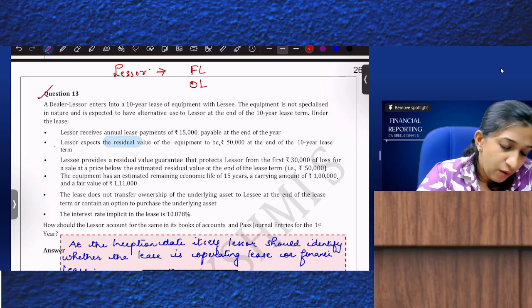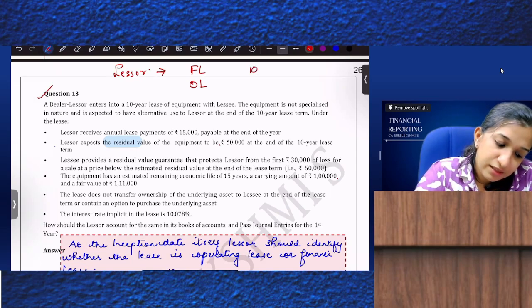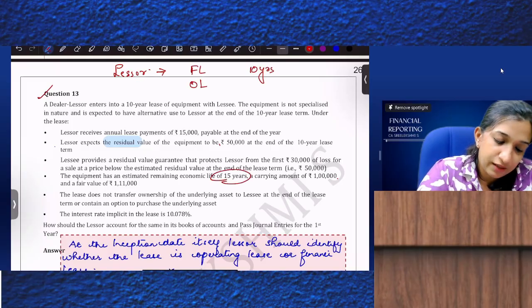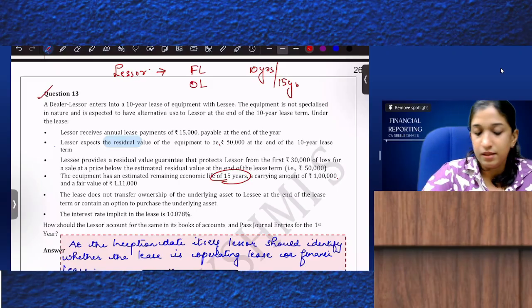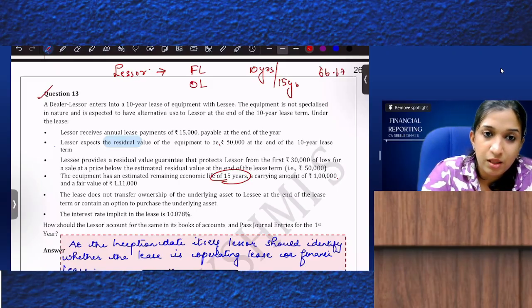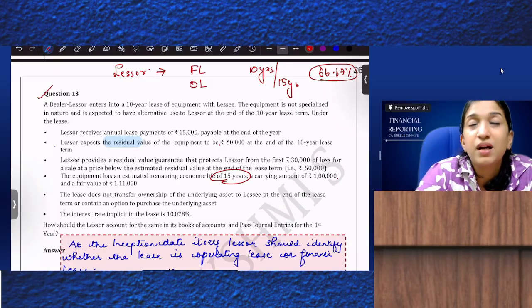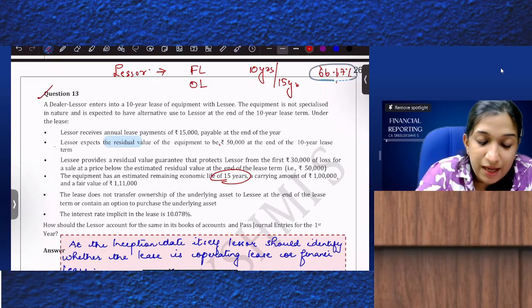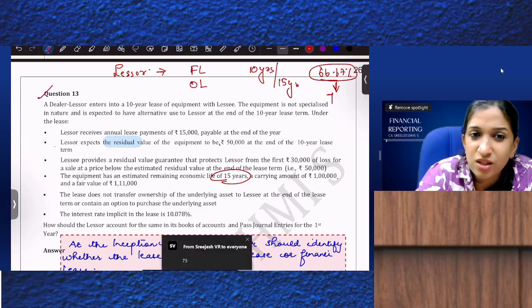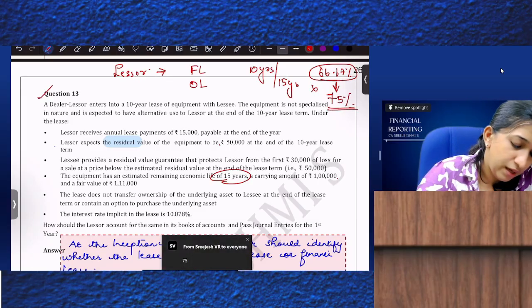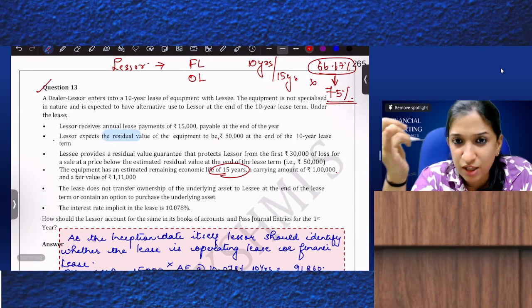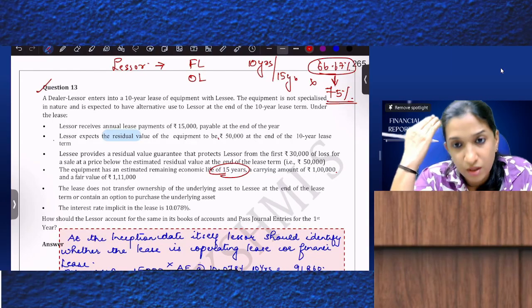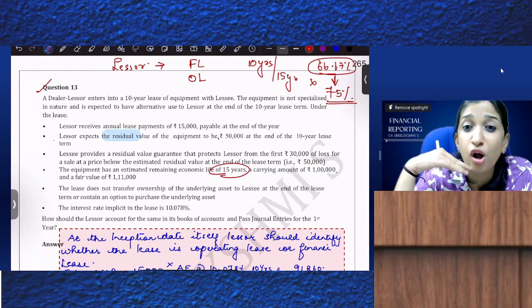Now, lease term is 10 years, useful life 15 years. So 10 by 15 is 66.67%. But my standard says the lease term covers a major part of the useful life of the asset. Major part is defined as how much percentage? 75. So that condition failed. Present value of MLP we'll calculate. Then there is no buying option. Yes, that is true. It is not a specialized asset. That is true. All those conditions failed.